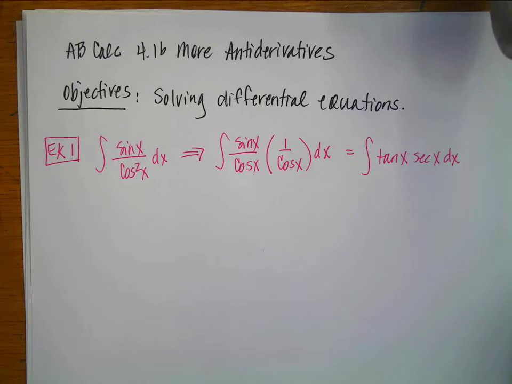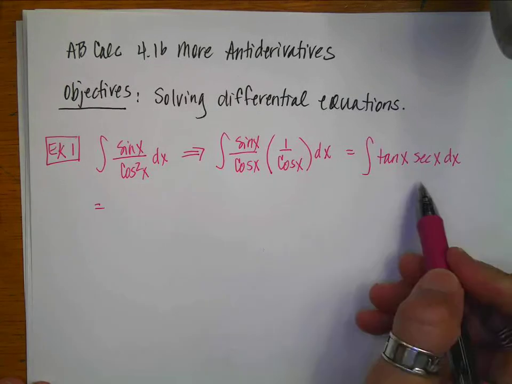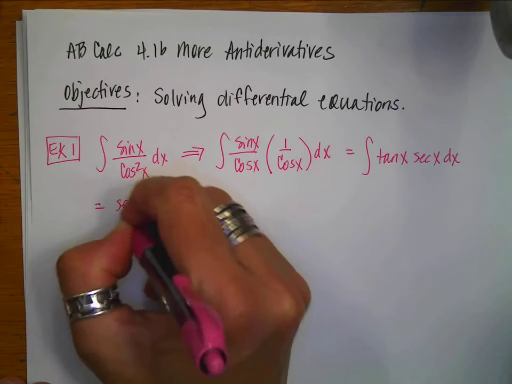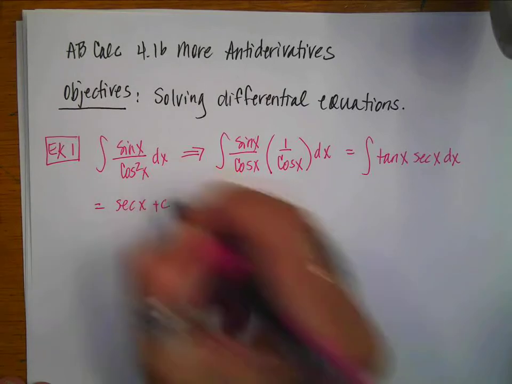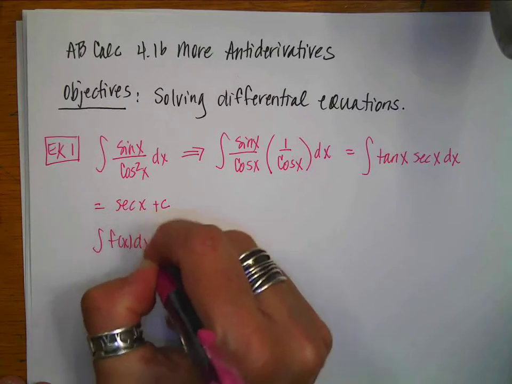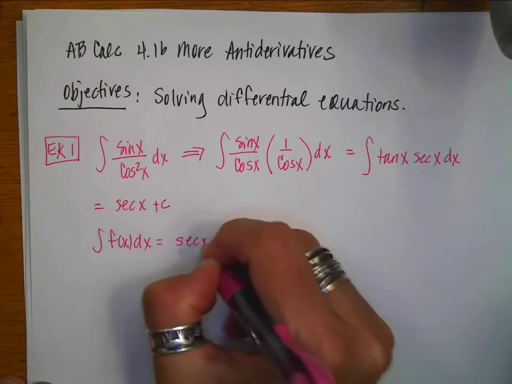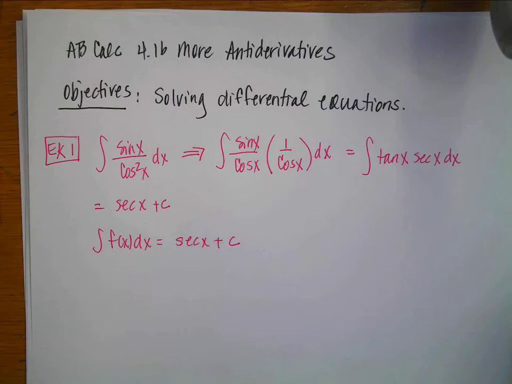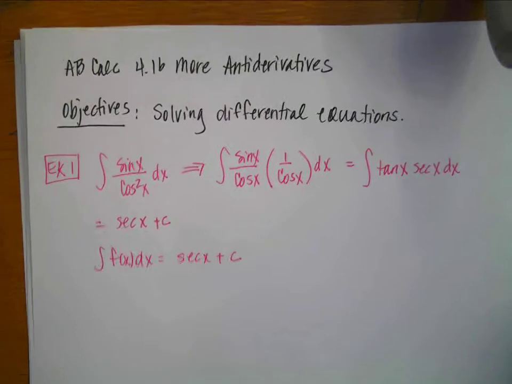I would go back and check my handy-dandy sheet and see that this is already just an integral, and it is the secant of x plus c. So the integral of f of x dx is the secant of x plus c, because there was already a rule for that. If there's not a rule, then I have additional math that I need to do.